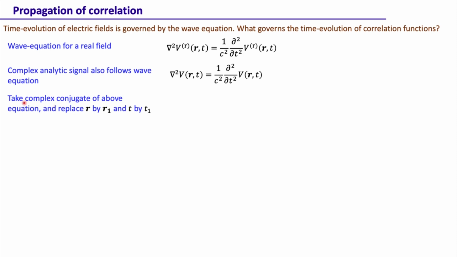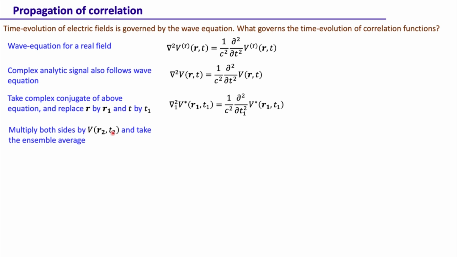Okay, so now that we have this, that the complex analytic part also follows the wave equation, we now take the complex conjugate of this equation, replace r by r1 and t by t1. Here this derivative is with respect to r, so if it's r1, then it becomes del 1 squared. This 1 just represents that this is with respect to r1. Since we have taken the complex conjugate, this is V star, with r becoming r1 and t becoming t1. So this is again the wave equation. This is just playing with the variables.